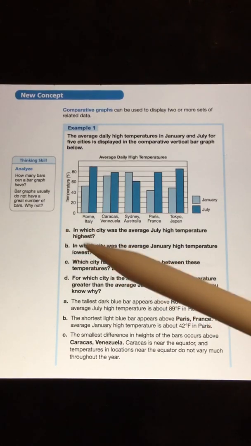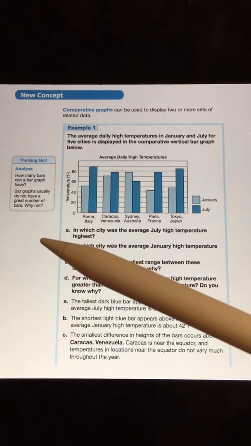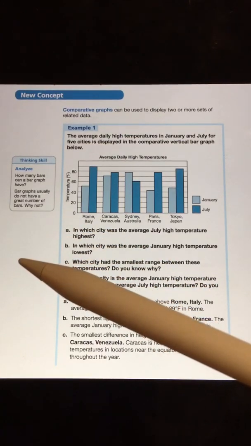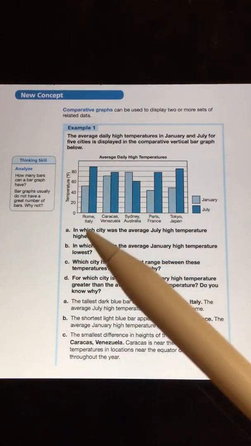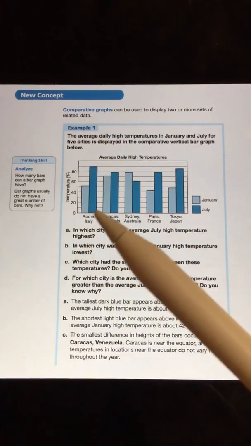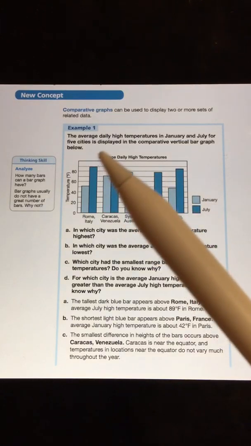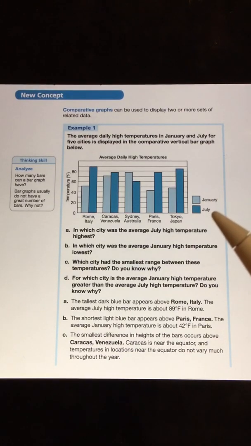Well, one of the reasons is the bar graph would have to be huge if it had numerous bars. The other reason is that it gets confusing and it's harder to understand if we have too many bars. It makes it difficult to compare data. In our double bar graph, though, we are comparing two sets of data: the average daily high temperature in January and July for 5 cities. January is the lighter blue, July is the darker blue.